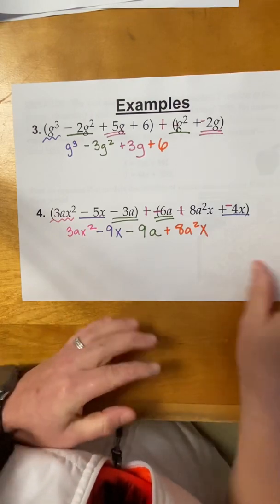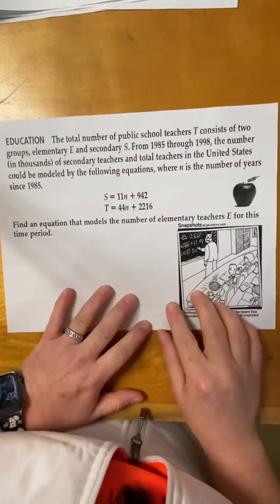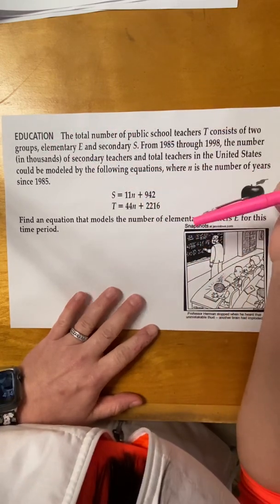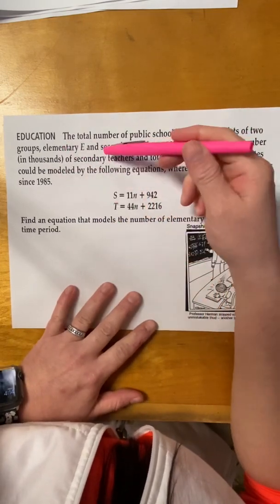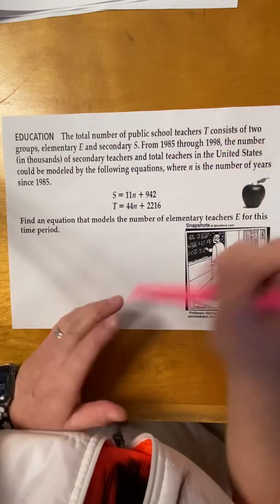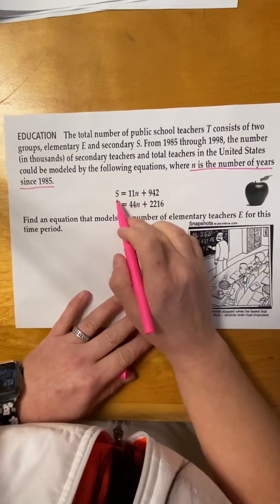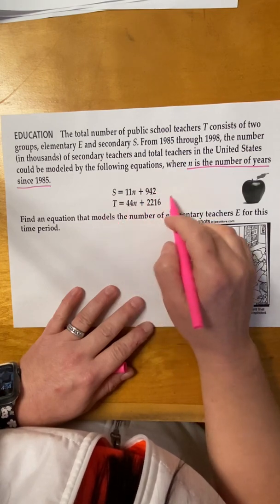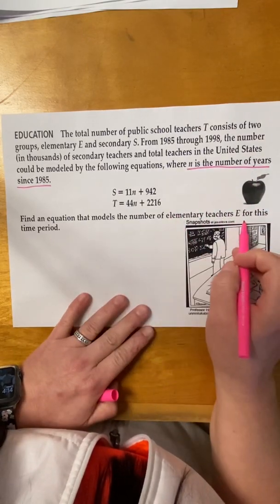Let's do a word problem. All right, it says the total number of public school teachers T consists of 2 groups, elementary and secondary, from 85 to 98. Those were some great years. The number in thousands of secondary teachers and total teachers in the U.S. can be modeled by the following equations, where N is the number of years since 85. So S is 11N plus 942. T is 44N plus 2,216 rather. Find an equation that models the number of elementary teachers.